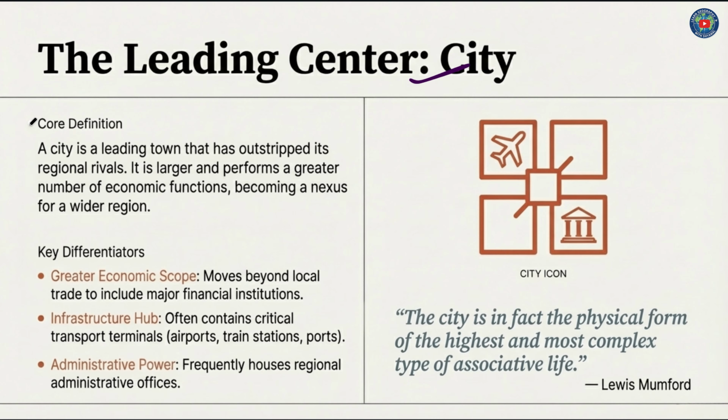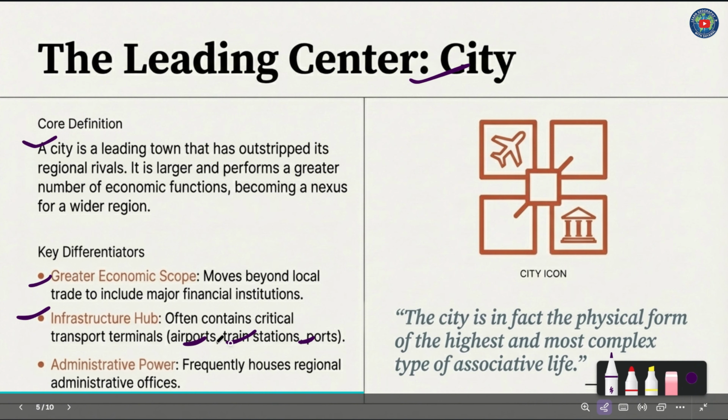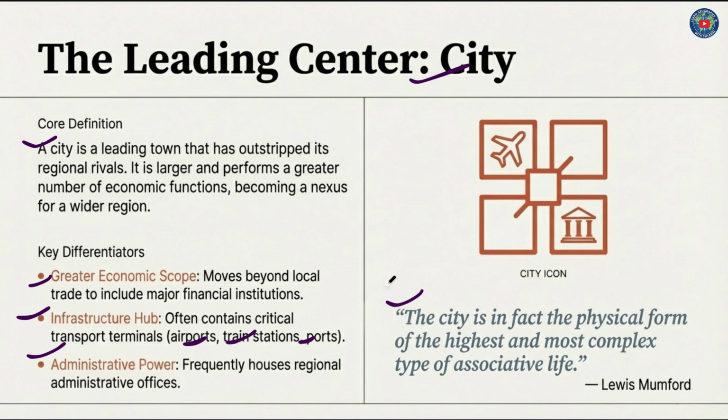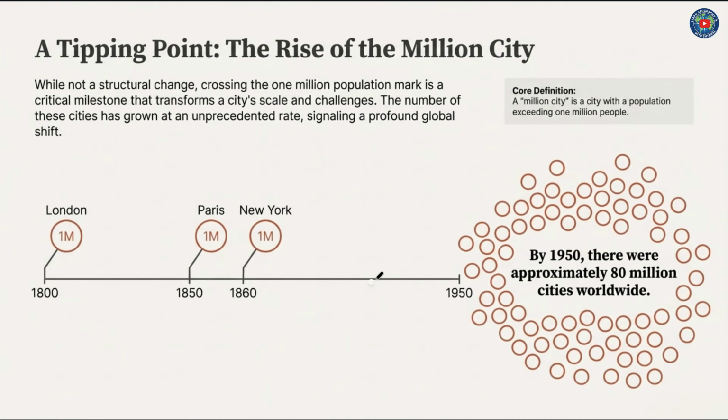The leading center, city. A city is a leading town that has outstripped its regional rivals. It is larger and performs a greater number of economic functions, becoming a nexus for a wider region. Key differentiators: greater economic scope moves beyond local trade to include major financial institutions. Infrastructure hub: it often contains critical transport terminals like airports, train stations, and ports. Administrative power: it frequently houses regional administrative offices. The city is in fact the physical form of the highest and most complex type of associative life, according to Lewis Mumford. While not a structural change, crossing the 1 million population mark is a critical milestone that transforms a city's scale and challenges.